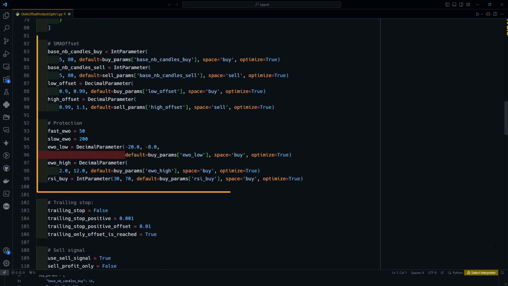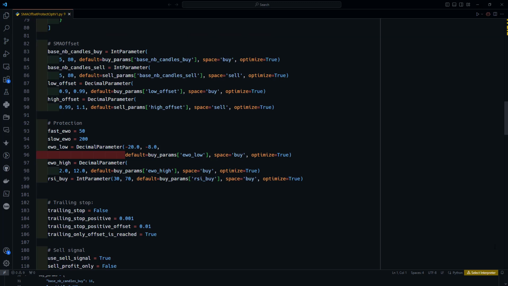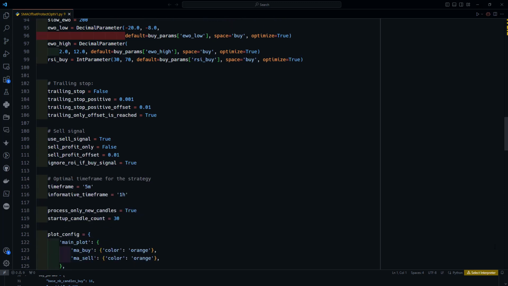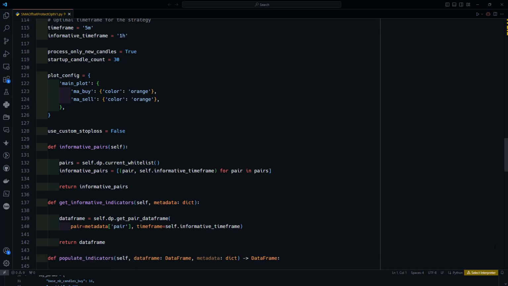In this next part here, there are some hyperparameter optimization spaces determined for parameters that will be used for determining the buy and sell settings. The time frame for this algorithm has been set at 5 minutes here, with an informative time frame of 1 hour. So in this case, I will not test time frames higher than 1 hour for this algo.